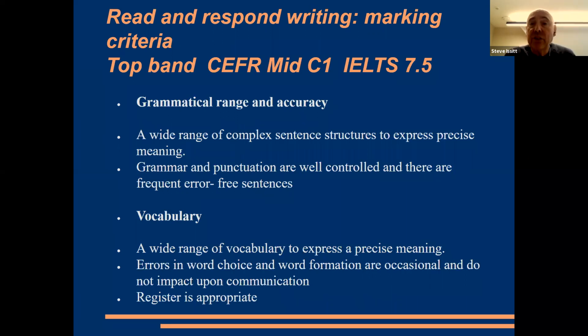Grammatical range and accuracy: a wide range of complex structures, and there are frequent error-free sentences. I like that descriptor. And then vocabulary: a wide range of vocabulary, errors in word choice are occasional, and register is appropriate. So if we can get students up to that level, then we are very, very pleased indeed. Okay, I must fly.